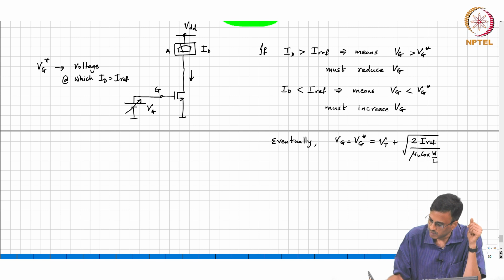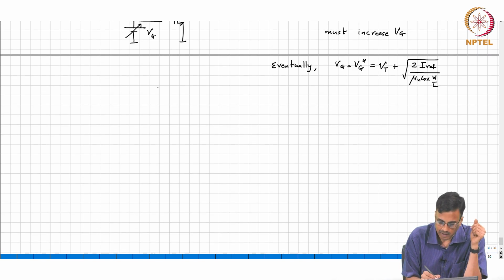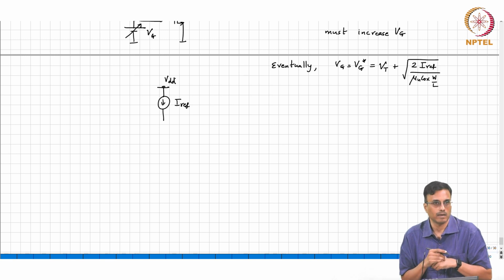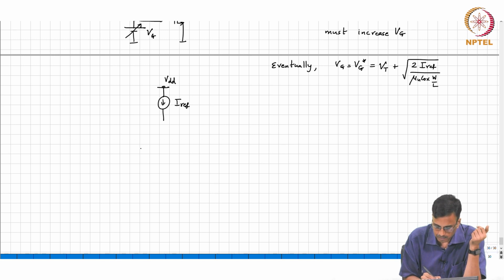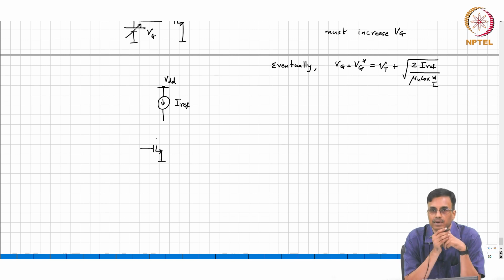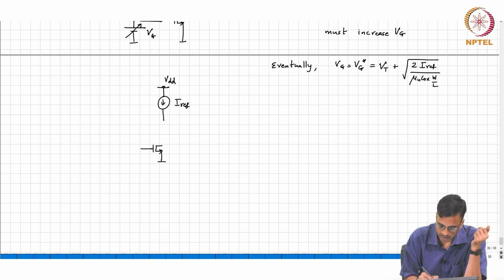So therefore, we want to compare a reference current. Let's assume that the reference current is available as a current source. And we want to compare the reference current with ID, the drain current of the transistor. How do we subtract these two currents? How do we get the difference between these two currents? You connect the two together, and this is ID.